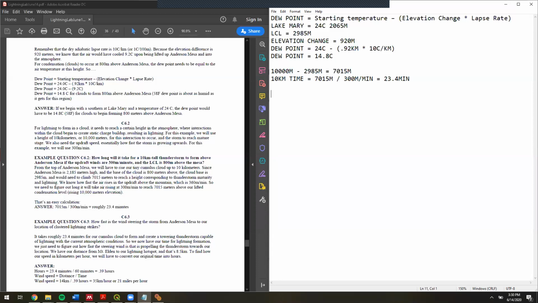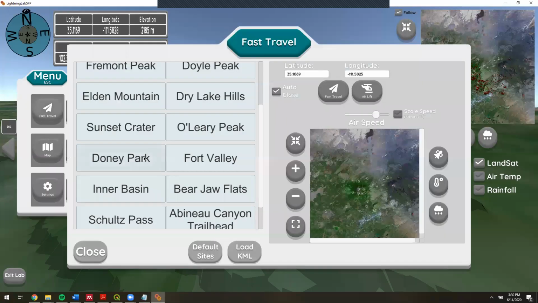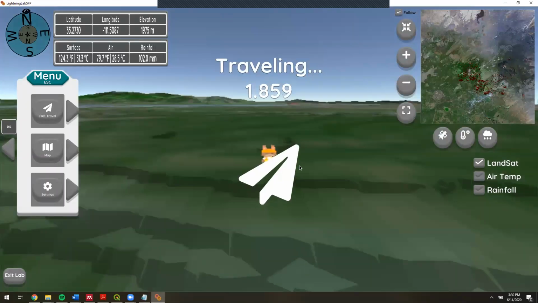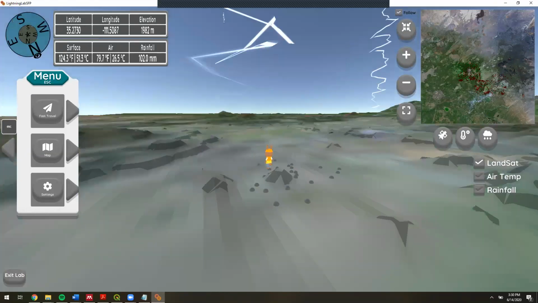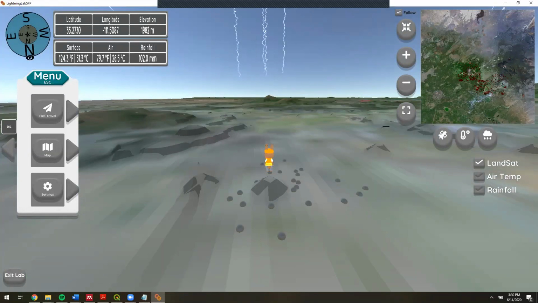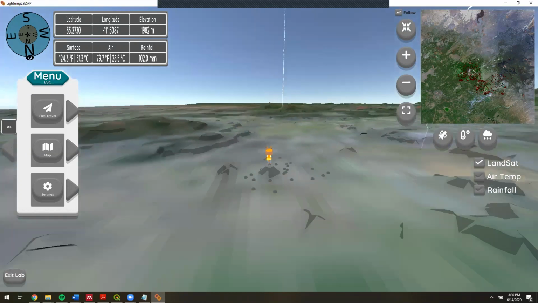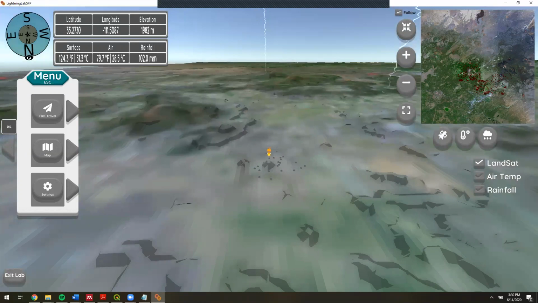Okay, and then the last question, 6.3, we're wanting to figure out, if we're standing at Doney Park and we see clouds bubbling up to our south, how fast the winds are steering the storm to this location, to figure out why we have so many lightning strikes here. So how strong are the winds that led to these lightning strikes if the storm started at Anderson Mesa and it reached maturity in 23.4 minutes?